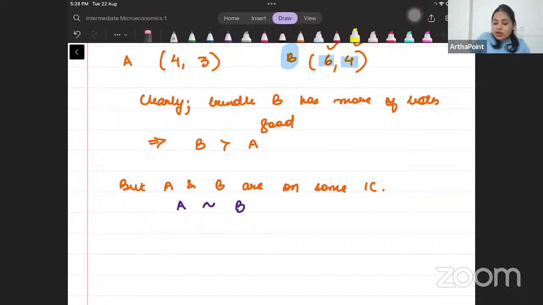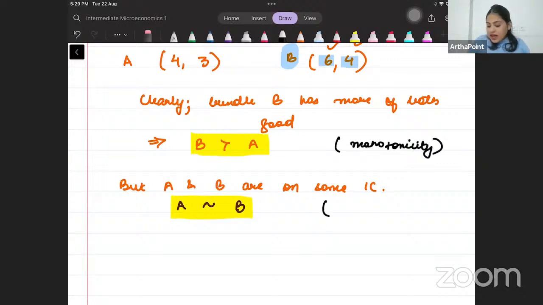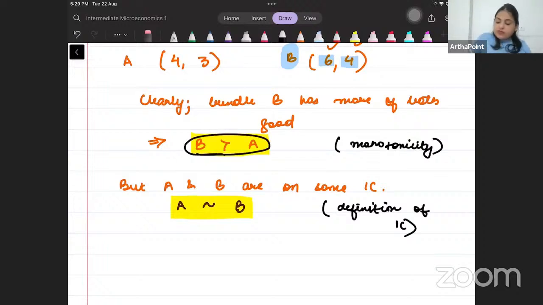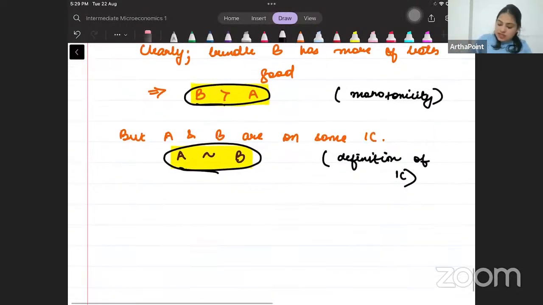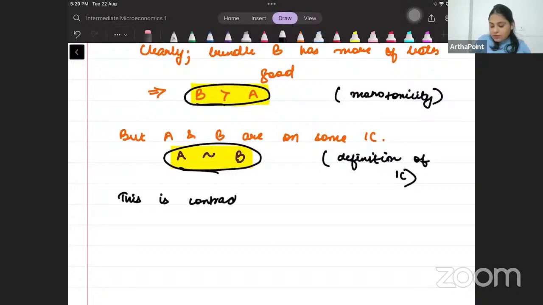ये तो कॉन्ट्राडिक्शन हो गई. एक बोलता है B को A के ऊपर प्रेफर करो, एक बोलता है A और B को इक्वल प्रेफरेंस दो. ये कहां से आ रहा है? ये आ रहा है मोनोटोनिसिटी से, क्योंकि B के पास दोनों ही गुड्स की ज्यादा अमाउंट है. ये आ रहा है डेफिनेशन ऑफ IC से, क्योंकि दोनों सेम इंडिफरेंस कर्व पे हैं. So this is a contradiction. This tells me B should be preferred, and this tells me A and B should be equal to each other. So we can say that this is contradictory.